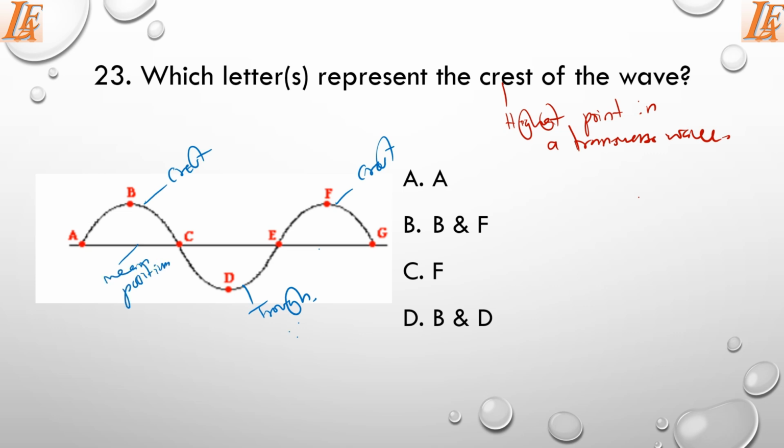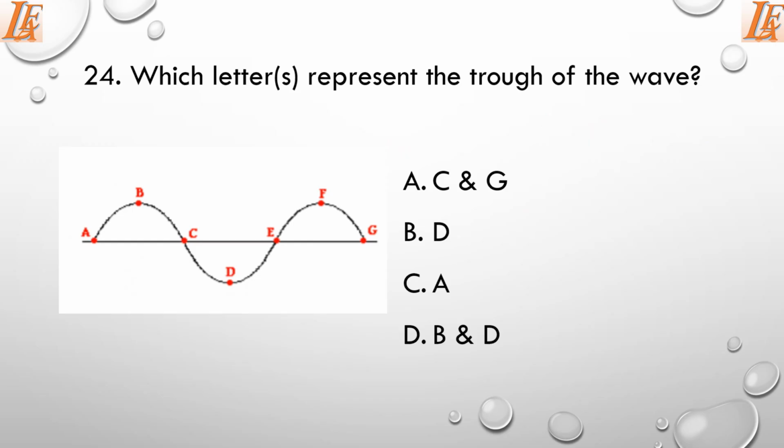Now, in this case, we have two crests. The first one is B, and the second one is F. So, A is the crest? No, it's at the mean position. B and F are the crests? That is correct. C, F is the crest, we also have B, so this one is not correct. Then D, B and D. B is the crest while D is a trough, so this one is wrong. So the correct answer here, the one which represents a crest, the highest point of a wave, is B and F.